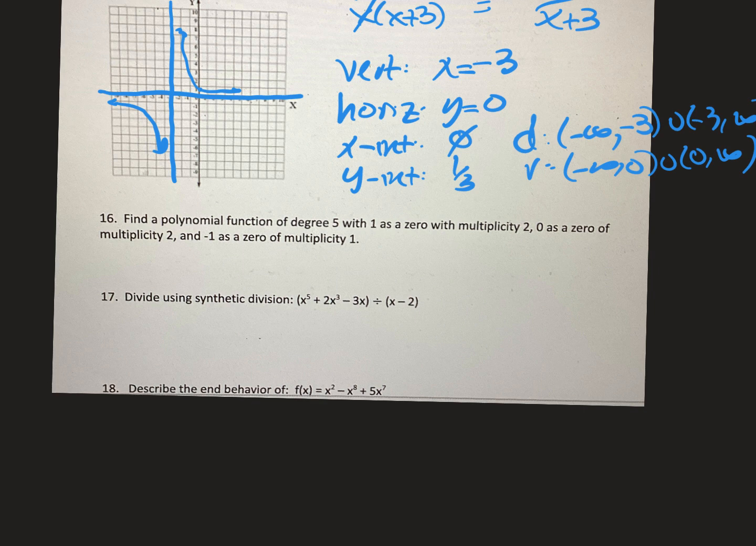16. You need to know your stuff tomorrow. Find a polynomial function of degree 5 with 1 as a 0, multiplicity 2. That's going to be this, x minus 1 squared. 0 as a 0, multiplicity 2. Remember the x, we put that in the front. Negative 1 as a 0, multiplicity 1. And then just put your f of x in the front. That's all there is to that one.